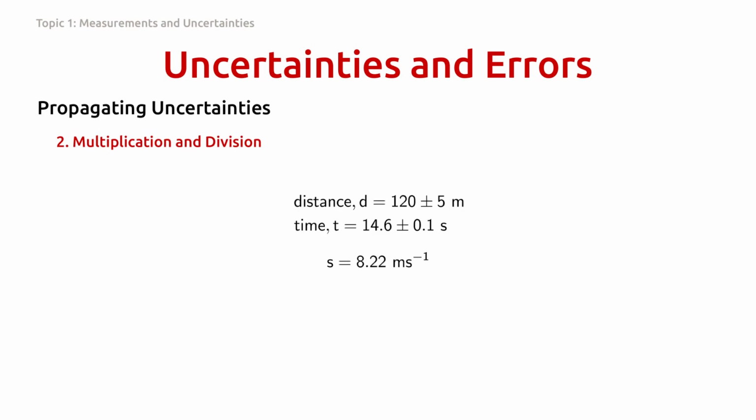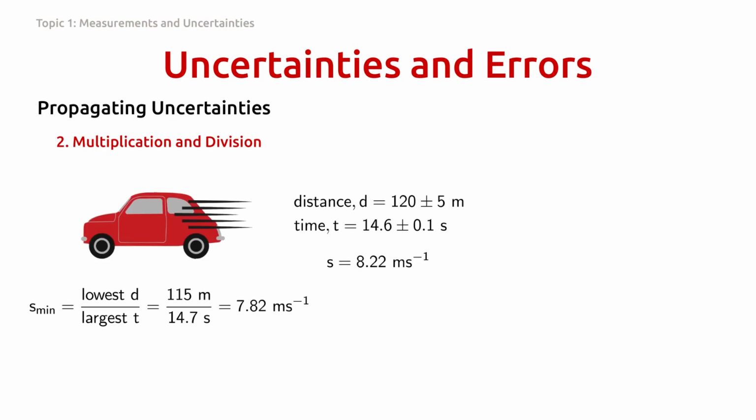Let us use the previous approach we used for addition and subtraction. In order to get the minimum speed, we should remember this is a fraction. We want the numerator as small as possible and the denominator as large as possible. The minimum speed is therefore obtained by dividing the lowest distance by the largest time. In this case, 115 meters divided by 14.7 seconds, which is equal to 7.82 meters per second.